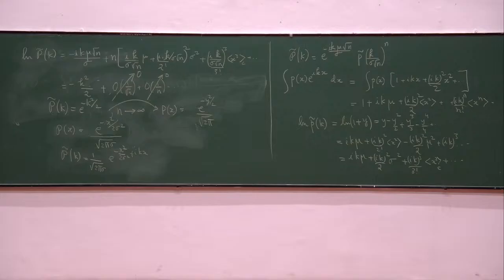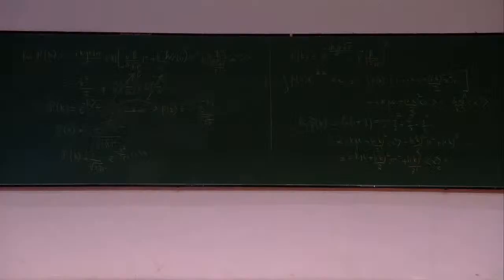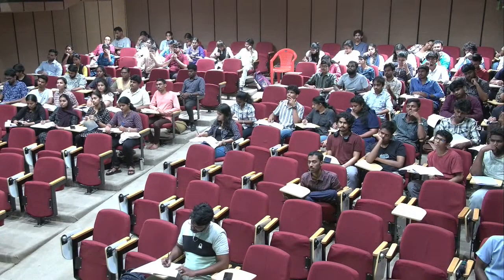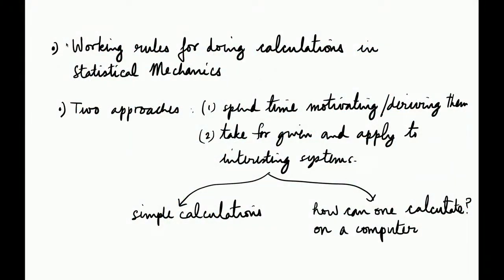Okay, so now, as we promised, we will leave this probability aspect and go to asking, can I look at the working rules for doing calculations in StatMech? Now there are two approaches. One approach is to spend time motivating and deriving them. The other is to take them as given and apply them to interesting systems. When you do your course, you will spend a lot of time trying to motivate why certain rules are there, but we will ignore that. We will state those rules and then try to apply them to interesting systems.